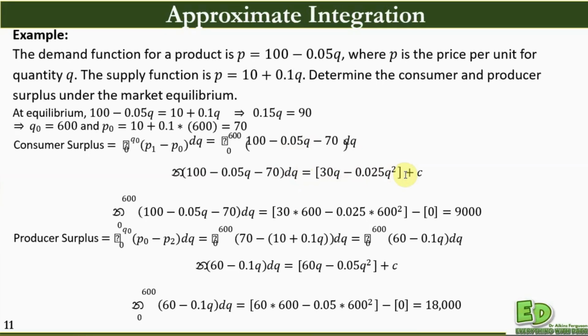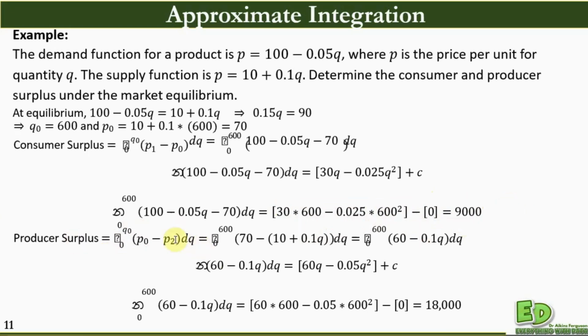The next thing is to substitute the values of the upper limit and the lower limit. Remember, it is upper limit minus lower limit. Upper limit is 600, so that one comes first: 30 times 600 minus 0.025 times 600 squared, minus the same for 0, which is 30 times 0 minus 0.025 times 0 squared. That will give you 0. So the summation should give you 9,000. So that is the consumer surplus.